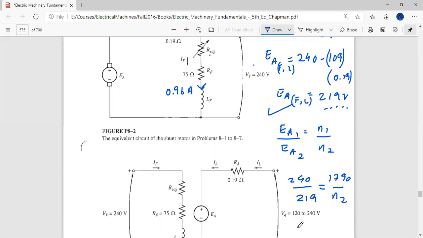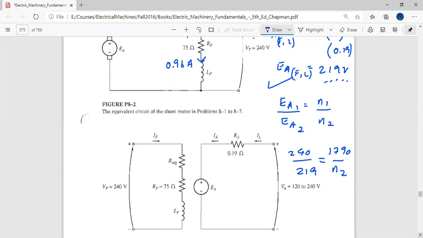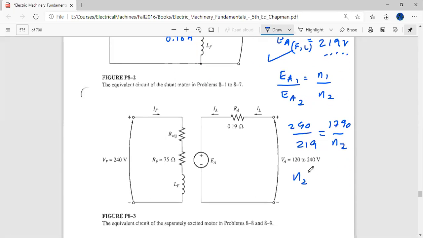Quickly give me the value of the new full load speed. The new full load speed will be equal to how much? Has anyone found it? What is the new full load speed? Anam, have you calculated it? 1628. Okay, so now this also makes sense.